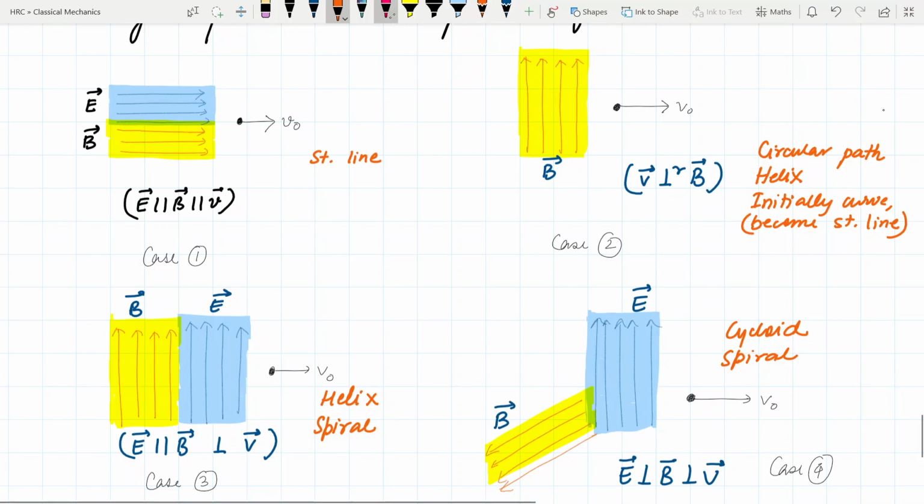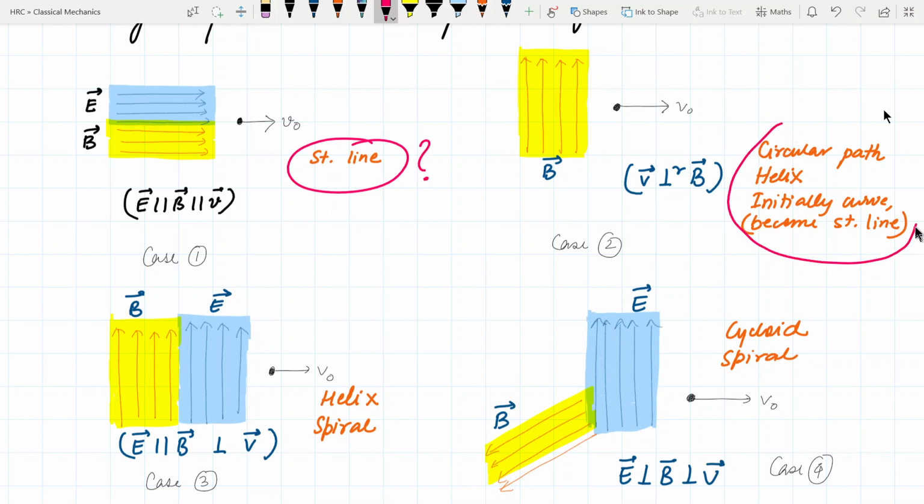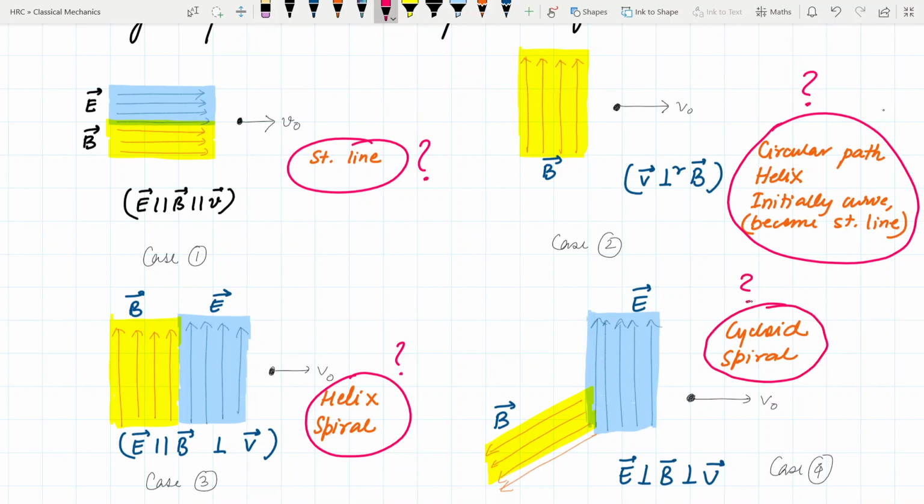Okay, case number 1, maybe straight line, maybe something else, I don't know. Case number 2, maybe circular path, maybe helix, maybe a curve or tending to a straight line, I don't know, we'll have to check. Case number 3, maybe a helix, maybe a spiral, I don't know. Case number 4, cycloid or spiral or something else, I do not know. So these are the options that you have given me.